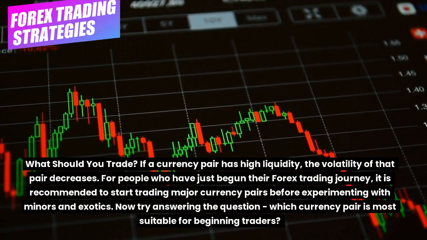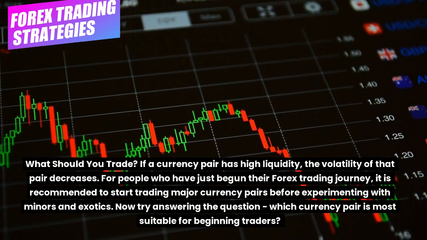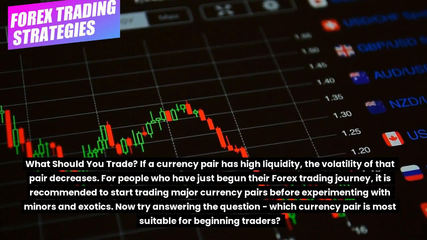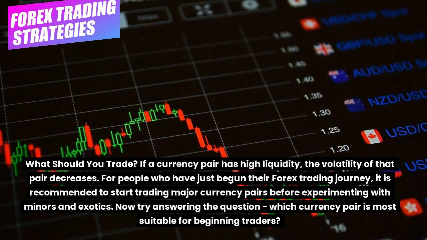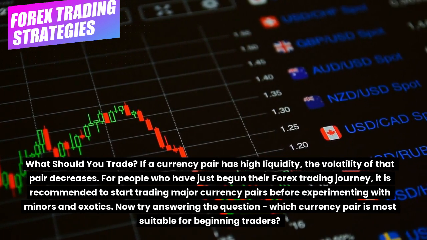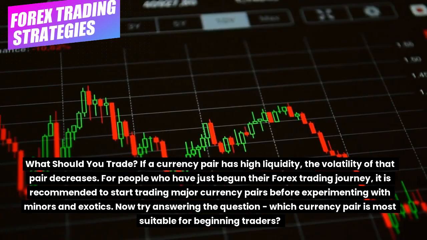What should you trade? If a currency pair has high liquidity, the volatility of that pair decreases. For people who have just begun their Forex trading journey, it is recommended to start trading major currency pairs before experimenting with minors and exotics. Now try answering the question, which currency pair is most suitable for beginning traders?